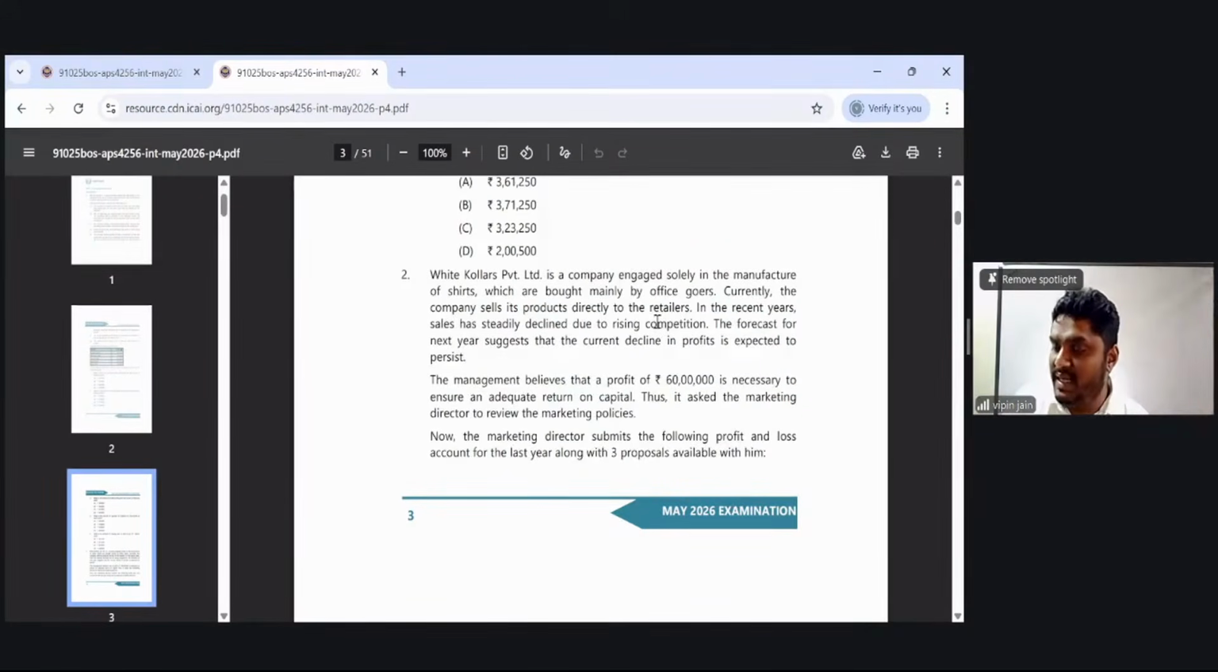So they are just selling it to the retailers, that is the retail counters, and retail counters are selling it to the customers. So basically they are the manufacturer. They just directly approach the retailers and retailers sell the shirts to the final consumer.